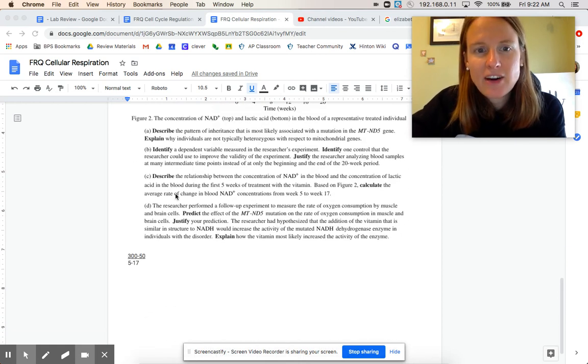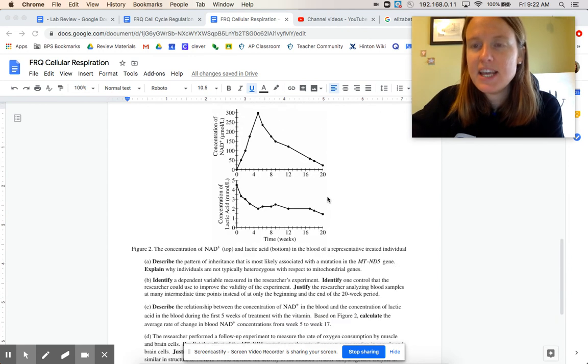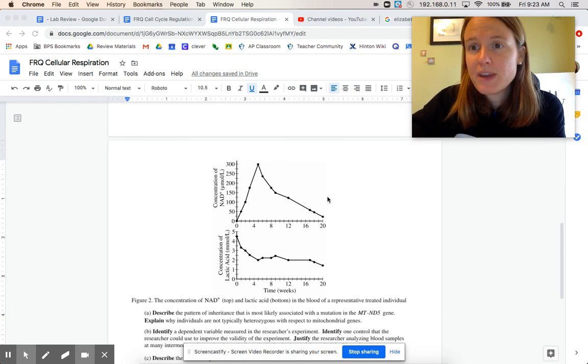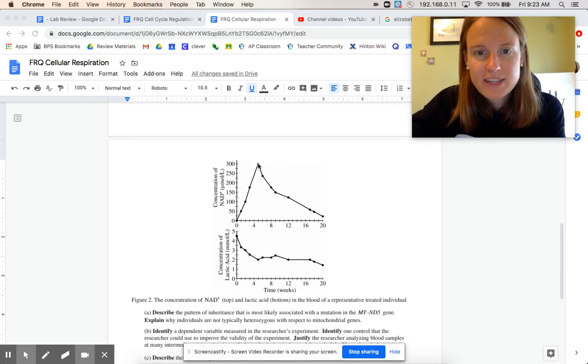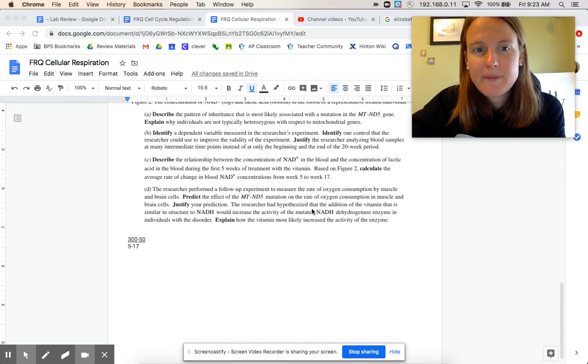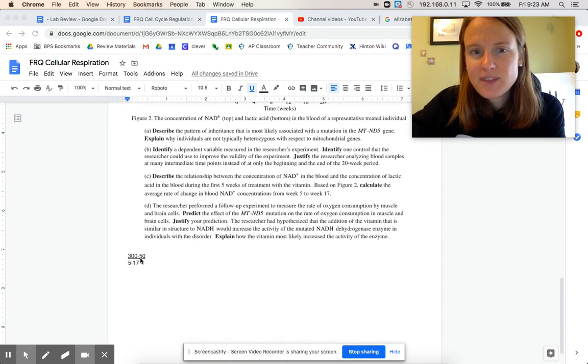And then calculate the average rate of change in blood NAD+ concentration from weeks 5 to 17. So this is just finding the slope. When it's asking for rate, it's asking for the slope. So I find 5, that's about 300. And I find 17, that's about 50. So I'm doing 300 minus 50 over 5 minus 17, because that's the week 5, week 17. So I'm just finding the slope. However you best find the slope, do that.